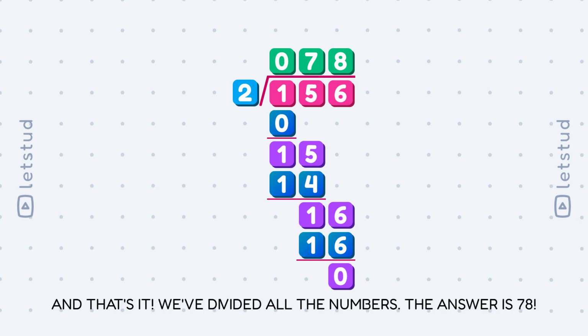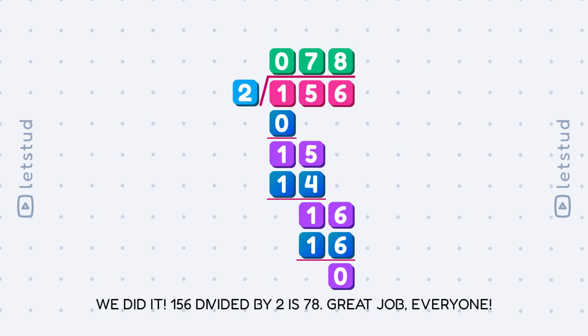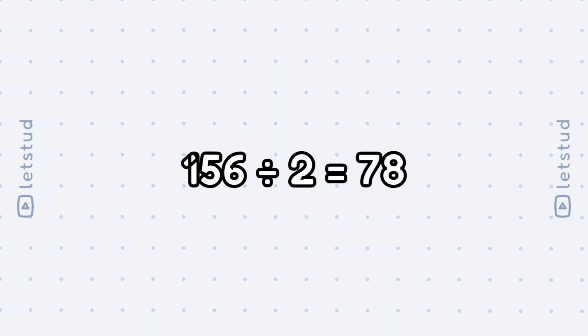And that's it, we've divided all the numbers. The answer is 78. We did it. 156 divided by 2 is 78. Great job, everyone. We just learned how to divide 156 by 2 using long division.